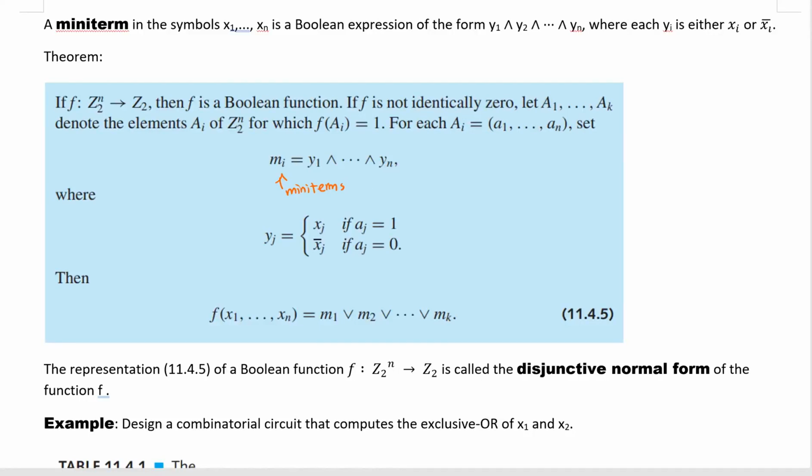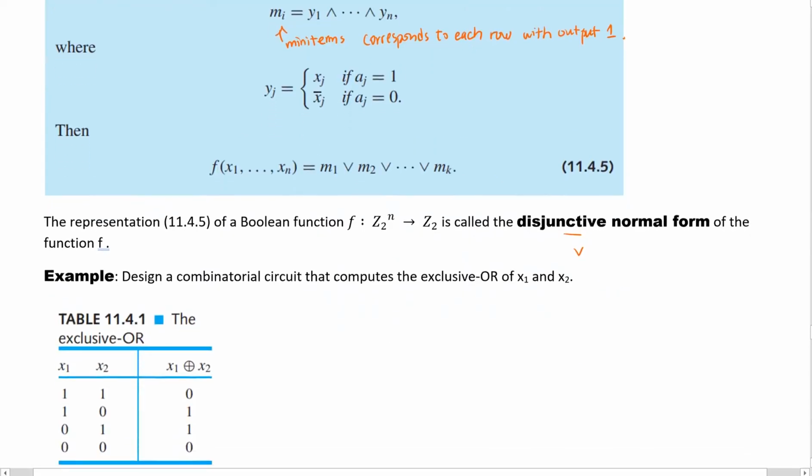Like our examples, the minterms correspond to each row, each row with the output 1, like our previous examples. You figure out the minterm for that row, and at the end you use OR to connect all of them. So far, so good. The representation of a Boolean function in this form is called the disjunctive normal form. So remember, disjunctive means we use OR.